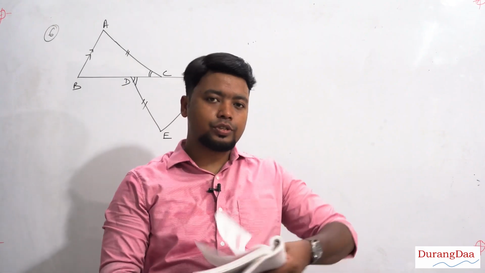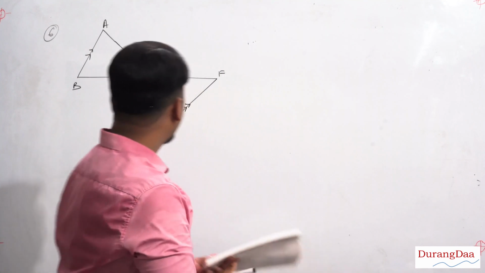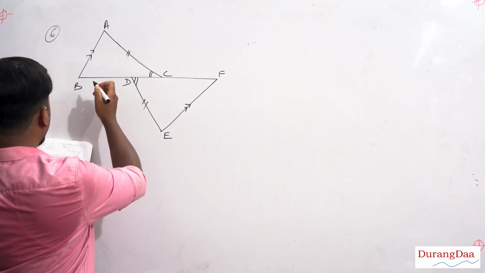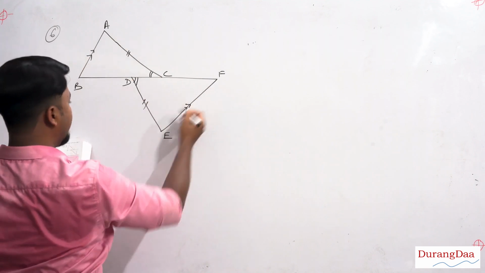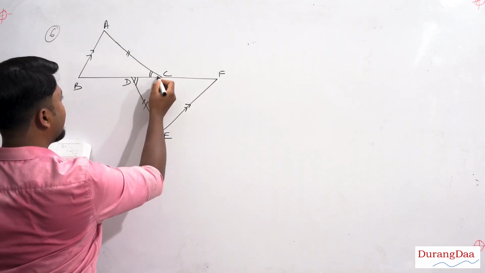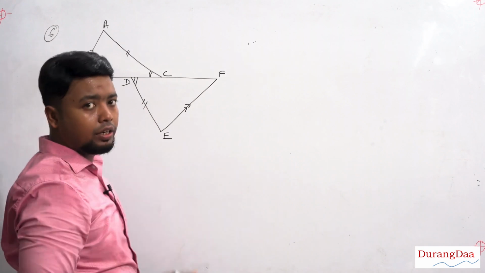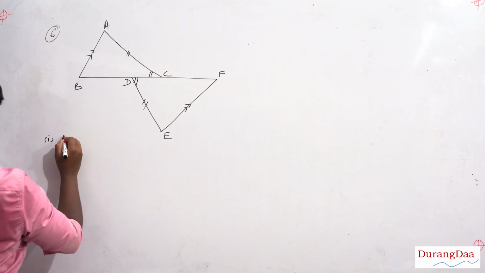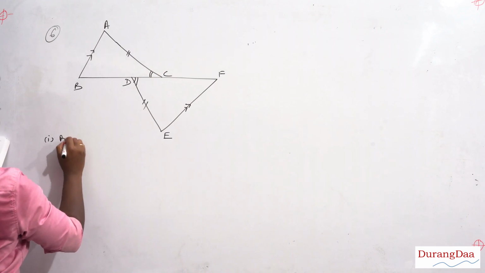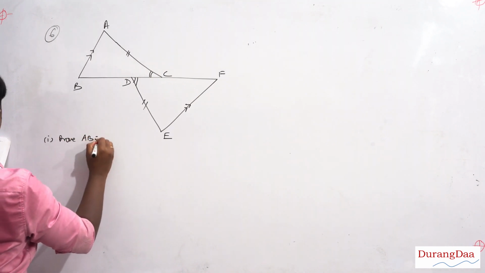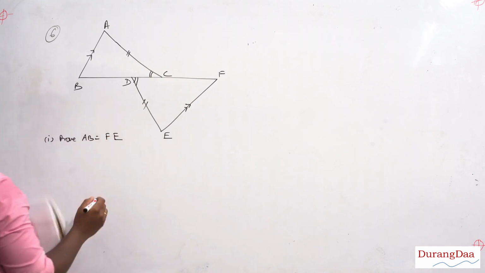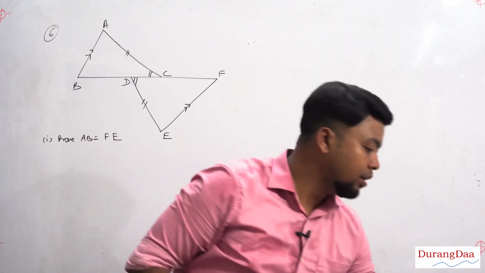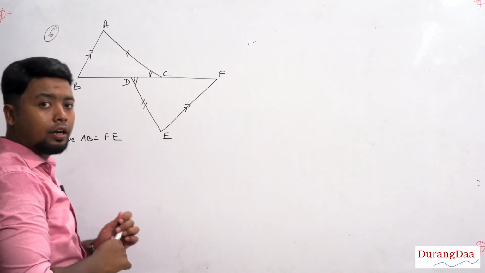Let's move on to the last question here. Here we are having a figure in which it is given that AB is parallel to EF, and angle D and angle C, as shown in the figure, are equal. The first question you have to prove is AB equals FE. This one is very simple, similar to the questions which we have done earlier.